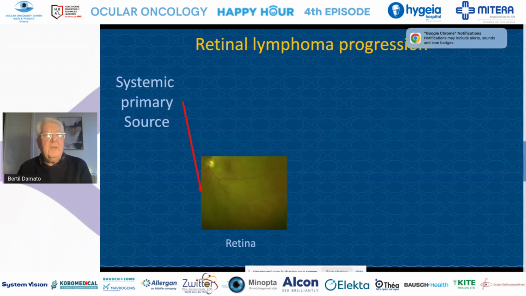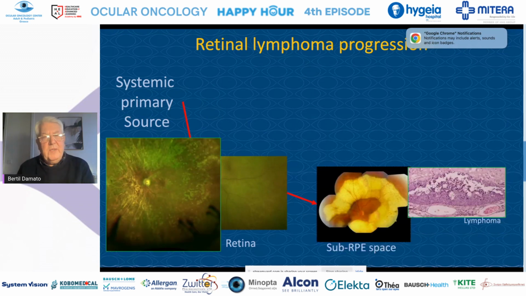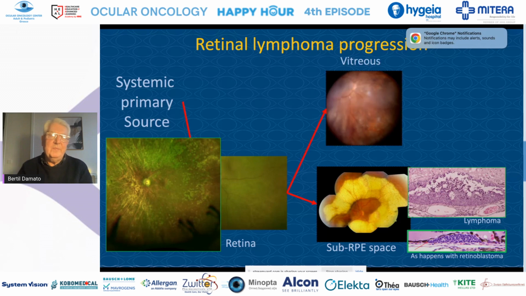So from the systemic source, it reaches the retina, and from there it passes through the pigment epithelium into the subretinal space, sub-RPE space, where it gets trapped by Bruch's membrane. And some people have told me, how can the lymphoma cells pass through the retinal pigment epithelium? But retinoblastomas do the same. They can pass through the RPE, and then they get trapped by the pigment epithelium.